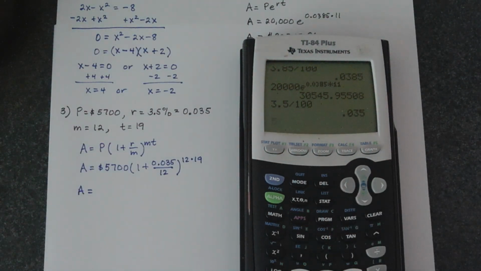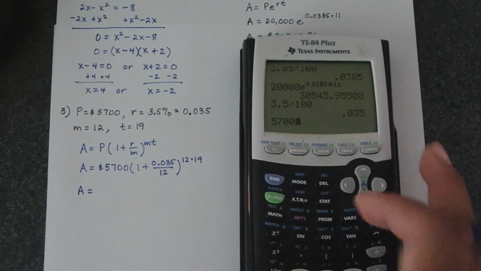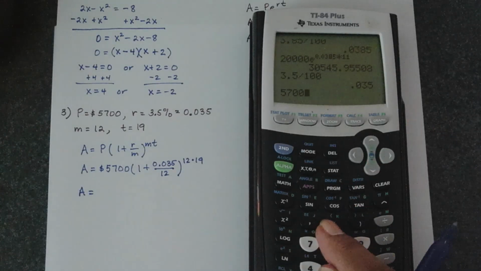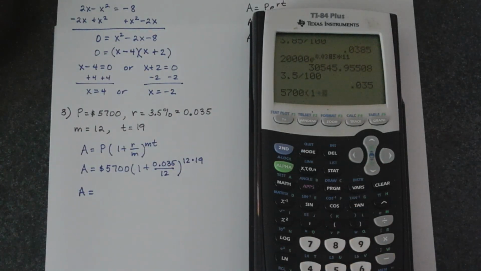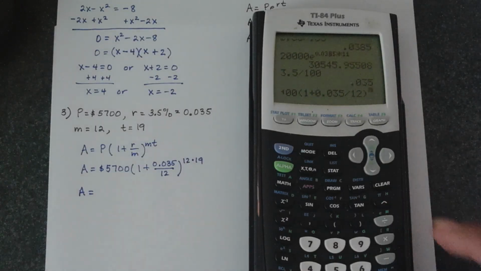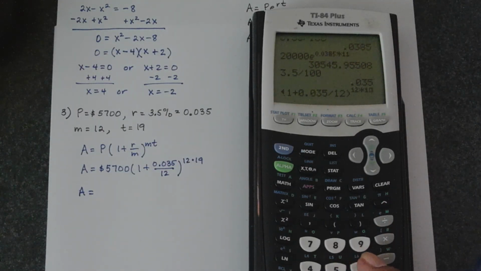And then we can type all this in the calculator by typing in 5,700, and then left parentheses, 1 plus R, that's going to be 0.035 divided by 12, close parentheses. And then press the hat key for your exponent. It'll be 12 times 19, and then hit enter.